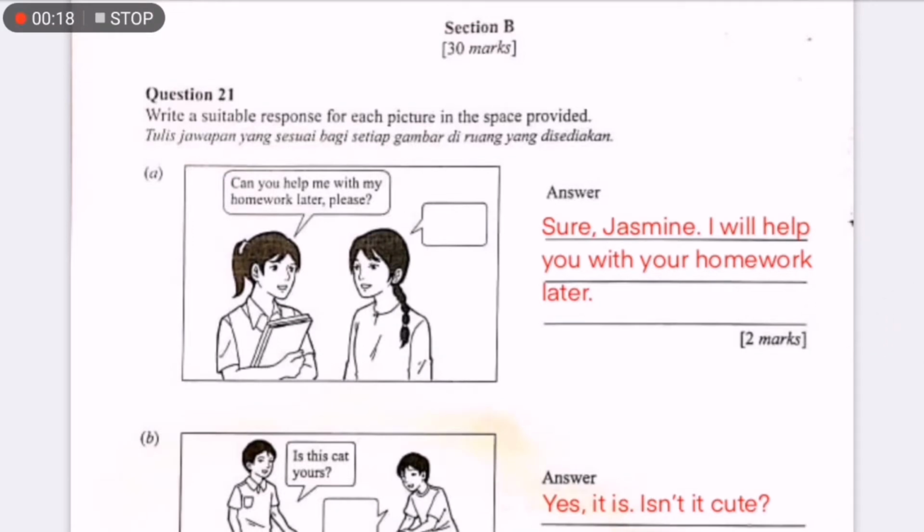Sometimes the speech bubble can be a bit tricky, so you need to look at the picture itself to confirm which is the conversation starter. You also need to look at the 2 marks question over here. You need to write in full sentences, not half-hearted sentences. First one: can you help me with my homework later, please? That is a conversation starter. So the answer you can write: sure, Jasmine, I will help you with your homework later.